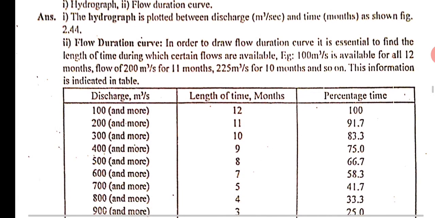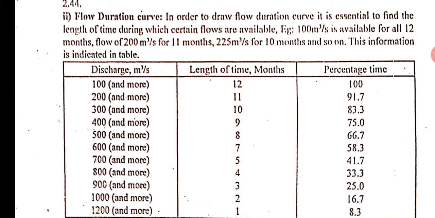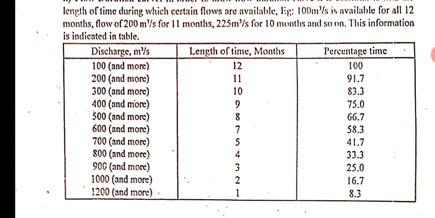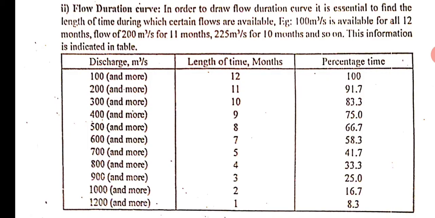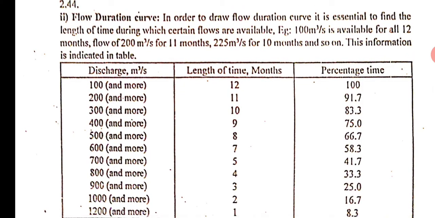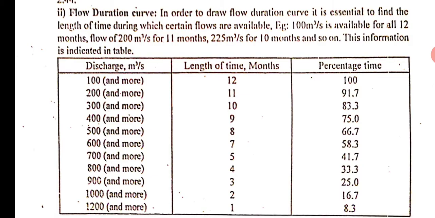Now we will look at the flow duration curve. So now the flow duration curve also is very simple. We have seen that the minimum discharge is 100 and the maximum discharge is 1200 meter cube per second. Okay. So in order to draw the flow duration curve, it is essential to find out the length of time during which the certain flows are available. Like this 100 meter cube per second, that is available for all the 12 months. Okay, but the 1200, the highest one, 1200 meter cube per second is available for only 1 month.